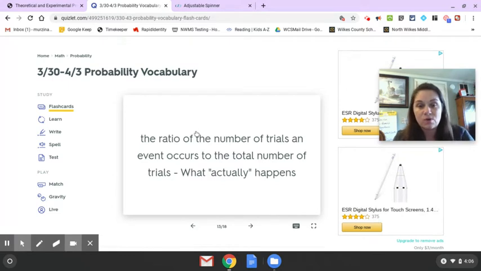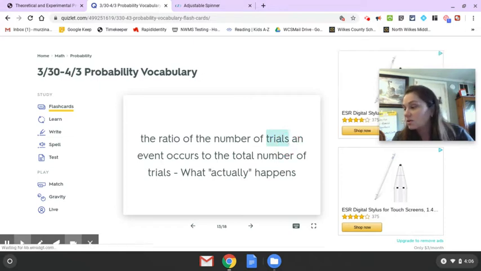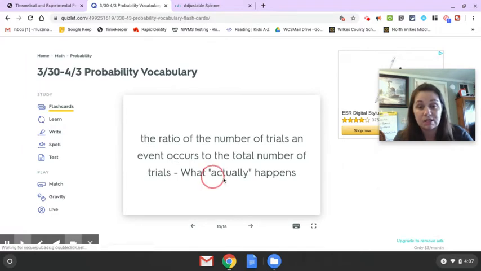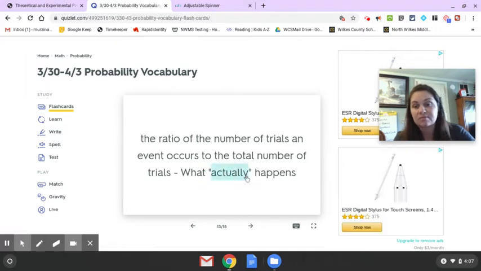It's asking for the definition, and it says the experimental probability is the ratio of the number of trials an event occurs to the total number of trials. And we can sum that up by saying the experimental probability is what actually happens. It's what actually happens.